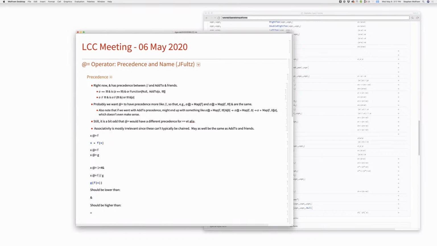Did it assign f of x, or did it assign g of f of x? No, that's not true, right? If it's lower, then it would be f of g applied to x as opposed to, I mean g of f. Yes, sorry, g of f applied to x as opposed to g of f of x.